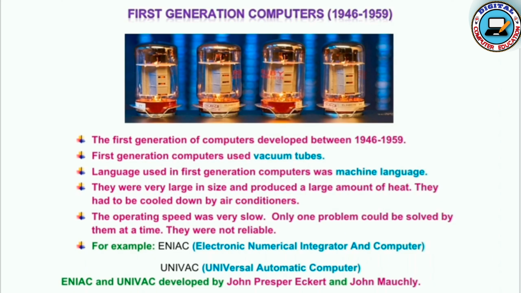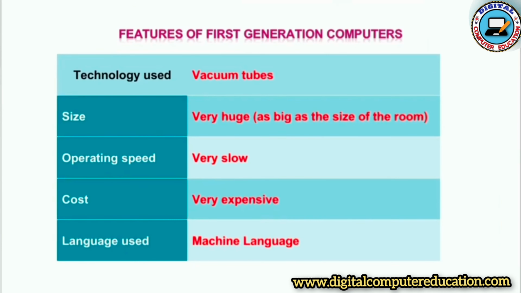For example, ENIAC. ENIAC stands for Electronic Numerical Integrator and Computer, and second is UNIVAC. UNIVAC stands for Universal Automatic Computer. ENIAC and UNIVAC were developed by John Presper Eckert and John Mauchly. Now moving forward, features of first generation computers.